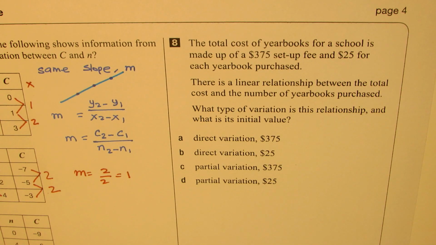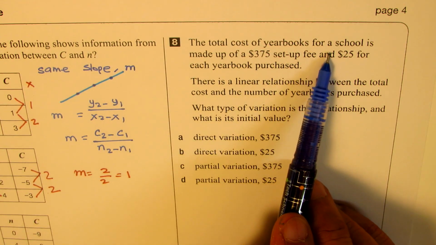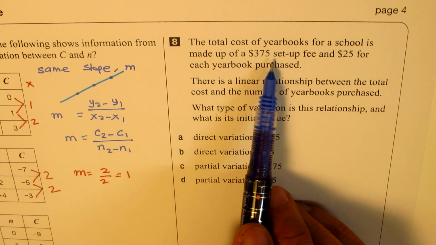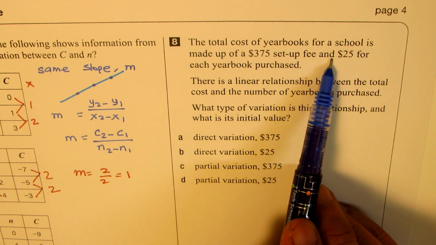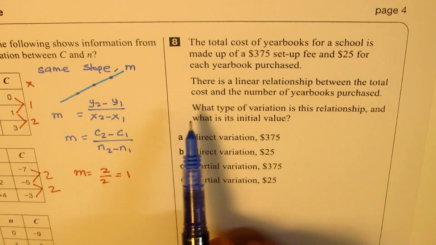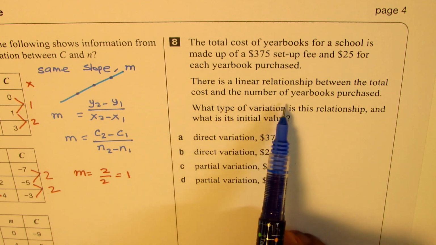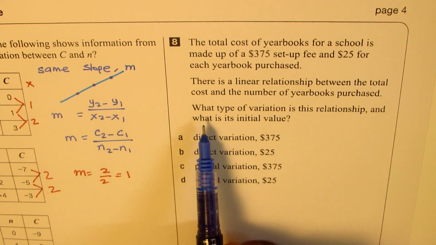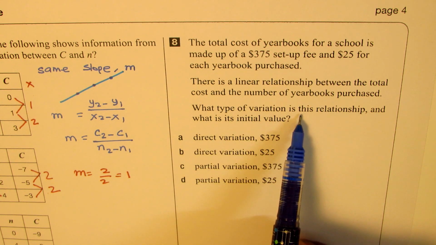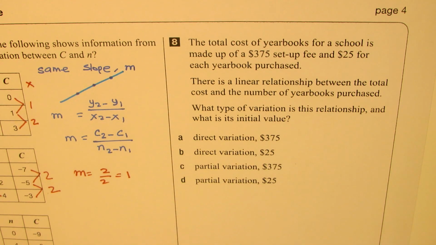Question number 8 is, the total cost of yearbook for a school is made up of $375 setup fee and $25 for each yearbook purchased. There is a linear relationship between the total cost and the number of yearbooks purchased. What type of variation is this relation and what is the initial value?